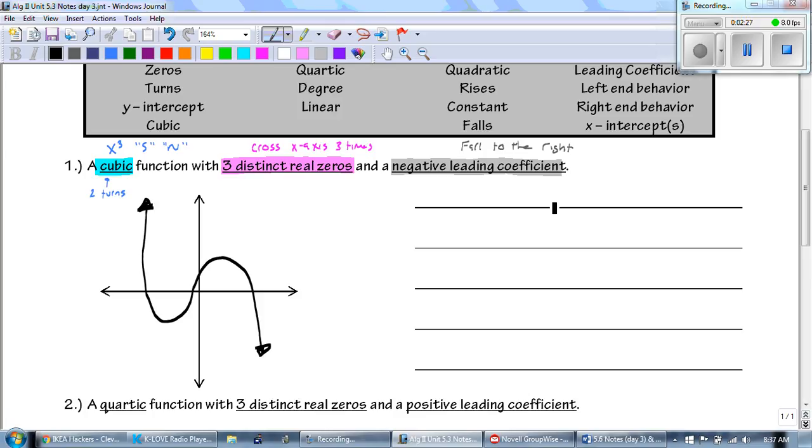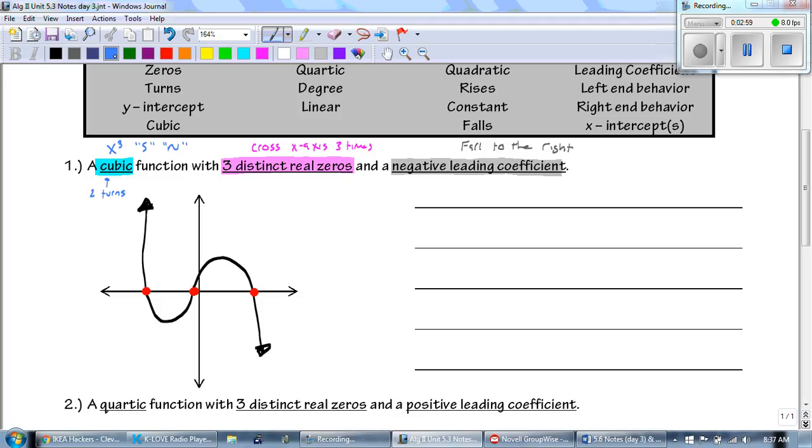Now, it doesn't have to look 100% like mine. It could be like this, or it could be like that. It's just asking for a general idea of what it's going to look like. I know this works because it's got 1, 2, 3 x-intercepts, 3 distinct zeros. It's falling to the right, and there are 2 turns. So now they want us to write about it.